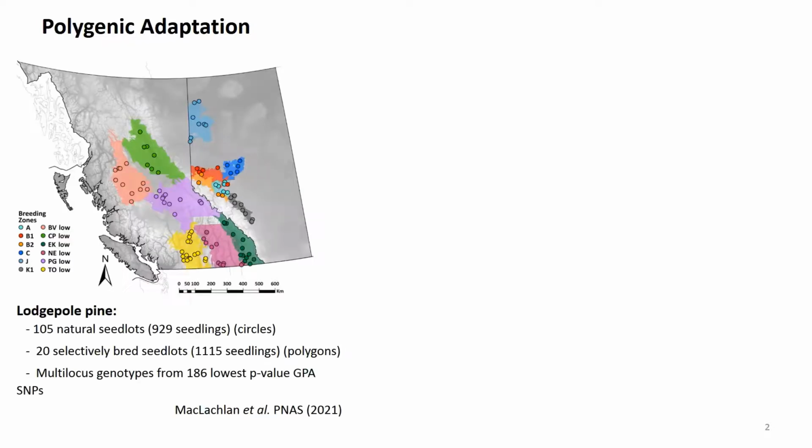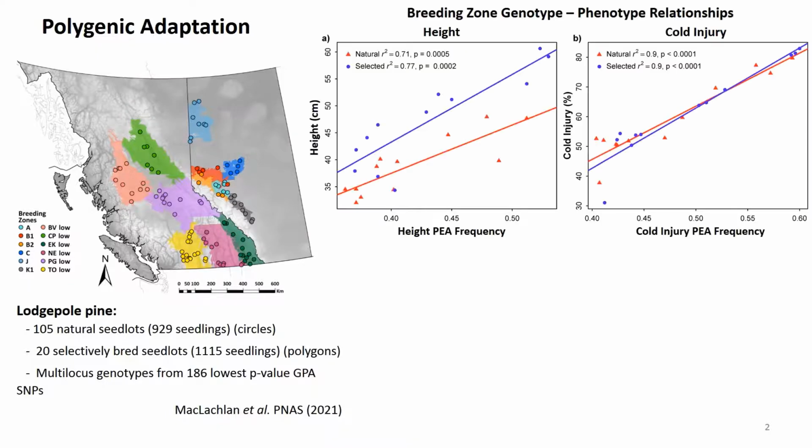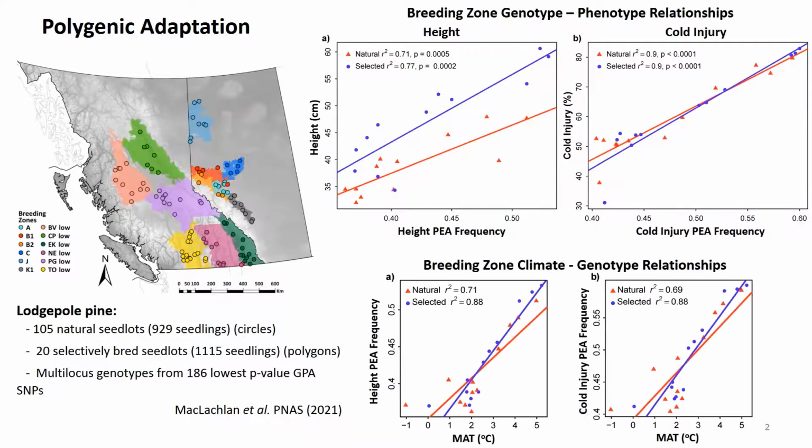This work is an extension of my PhD research at UBC with Sally Aitken, whose lab has been focused on polygenic adaptation in climate-related traits for a long time. We recently published a study that showed across natural and selected seedlings from 12 breeding zones, we can summarize the frequency of alleles associated with climate-related traits, both in relation to their phenotypes and also in relation to their climates of origin.